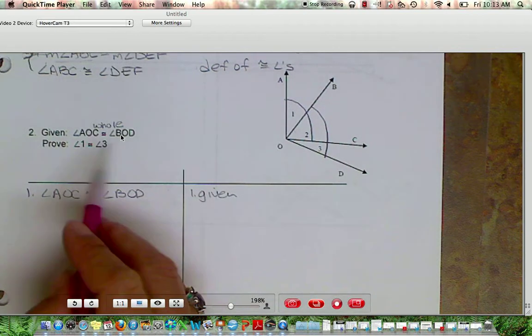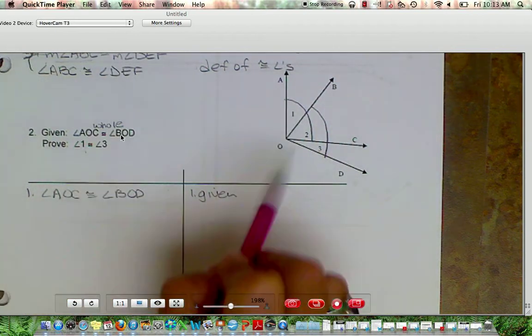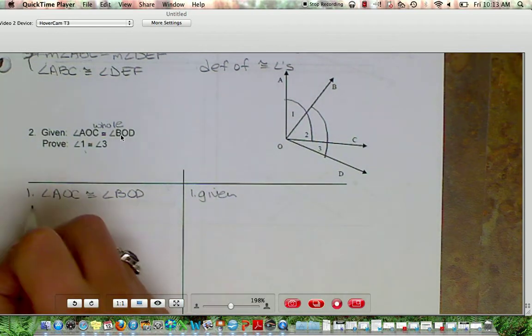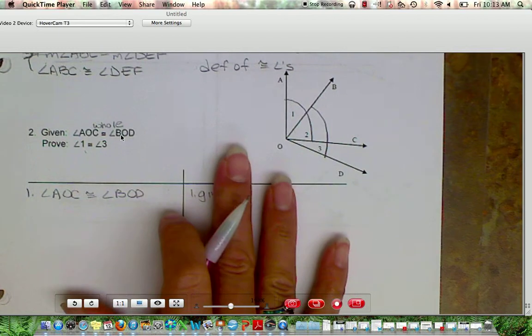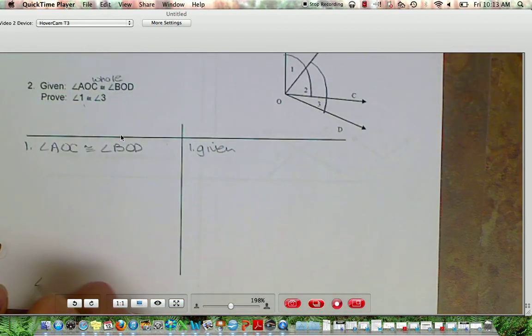We're trying to prove that angle 1 is congruent to angle 3. We do not label that in the diagram. Only the given goes in the diagram. But we can put that down at the bottom. Angle 1 is congruent to angle 3.